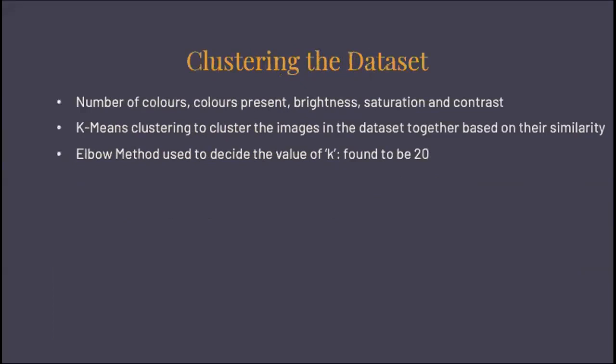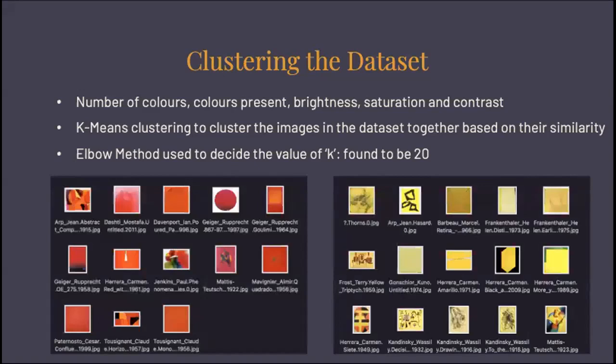Next, for the clustering of the dataset, the main aspects to determine the sentiment of the picture were found to be number of colors, colors present, brightness, saturation, and contrast. So to cluster the dataset, k-means clustering was used and the elbow method was used to decide the value for k, which was found to be 20. So the pictures are two such examples of clusters. The picture on the right is cluster 7 and on the left it's cluster 10. As you can see, the images in the picture are basically similar to each other.